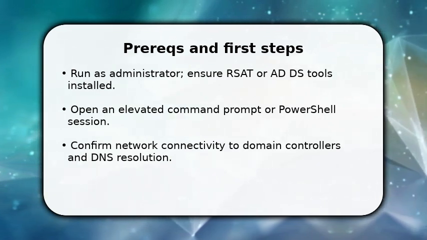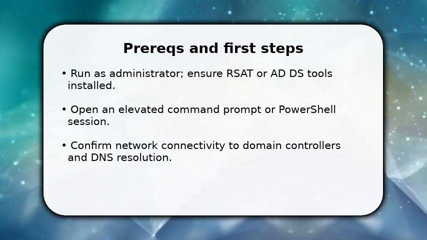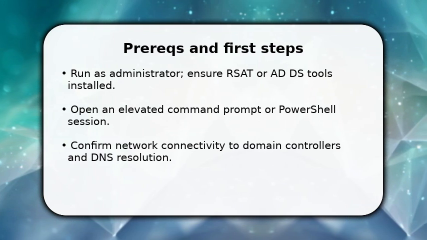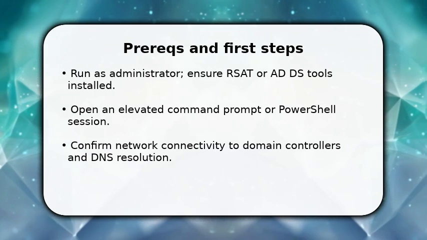Once done, run Repadmin /replsummary to get a concise health overview. Make sure you note any error codes and the names of failing DCs. That context determines the next commands you'll use to dig deeper or trigger replication.